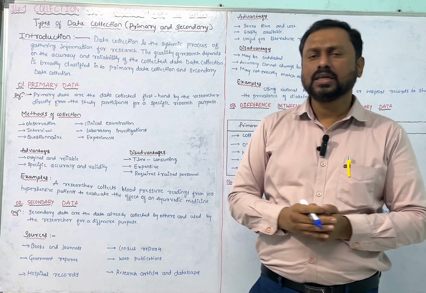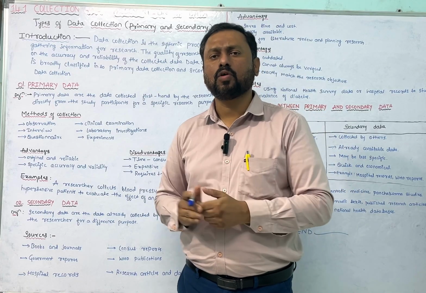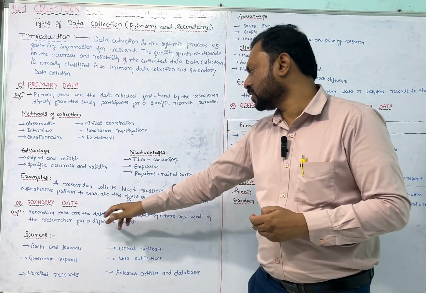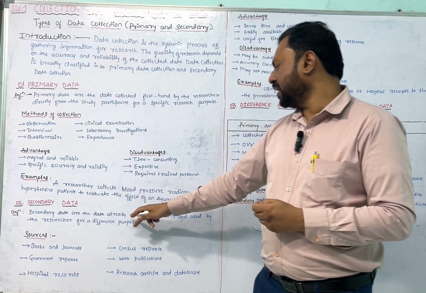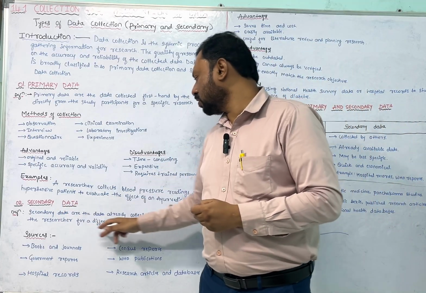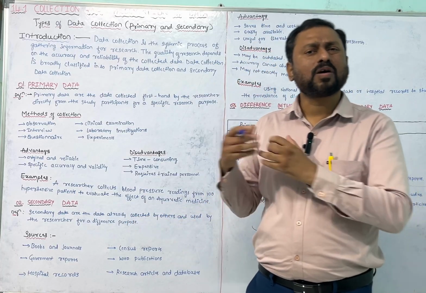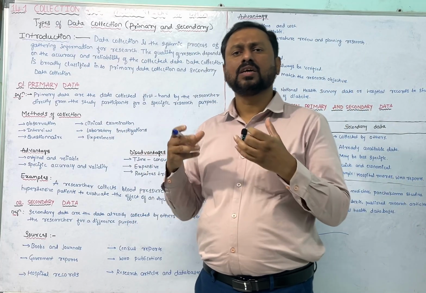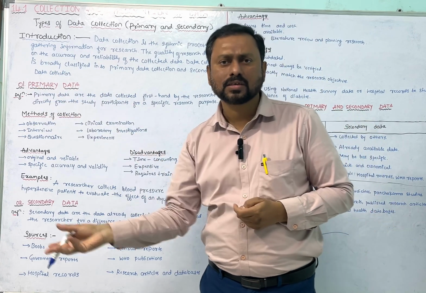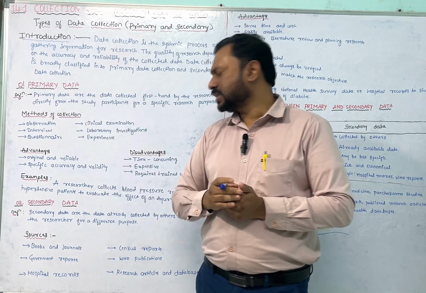This is the example. The next one, the second point, is secondary data collection. Secondary data are the data already collected by others and used by the researcher for a different purpose. For our specific research purpose, we are utilizing data collected by others, and that is called secondary data collection.